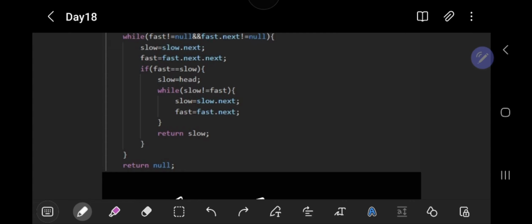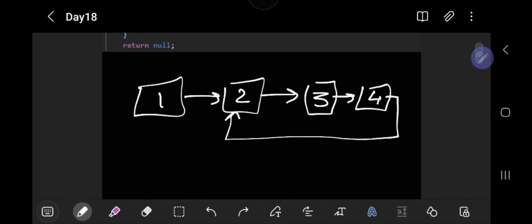So first let me do a dry run and then I will explain the intuition. So look at this example. Initially your slow will be over here, your fast will be over here. Now, similar to the previous one, slow will be moving one step further, fast will be moving two steps further, right? Similarly, slow will be moving one step further, fast two steps further. Cool. Now slow will be moving one step further, fast will be moving two steps further.